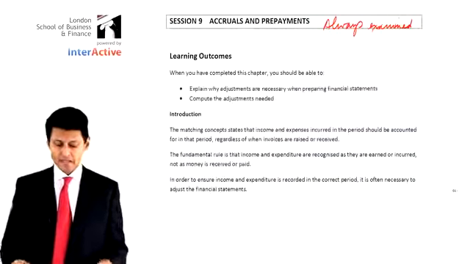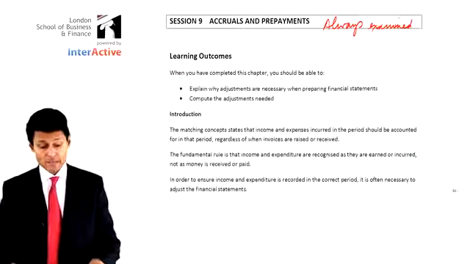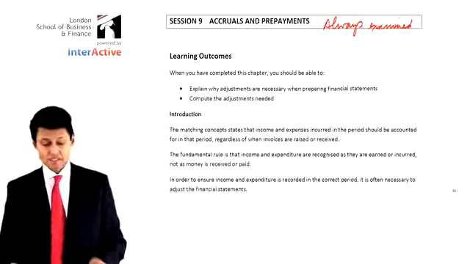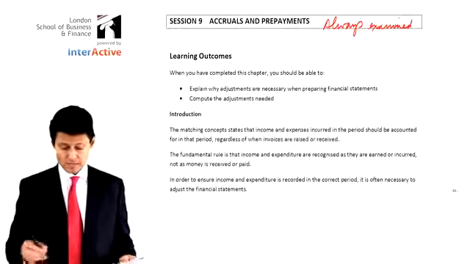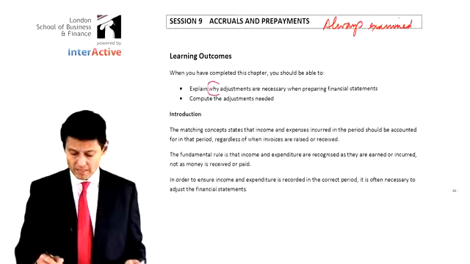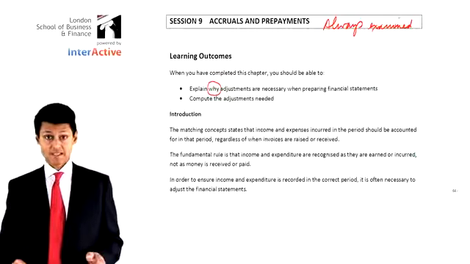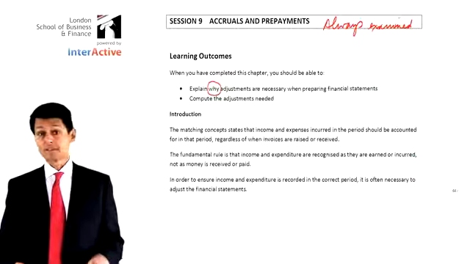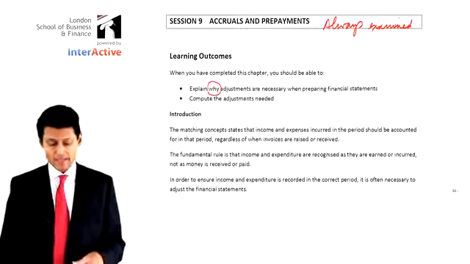So let's have a look at the learning outcomes. When we have completed this chapter, we should be able to explain why adjustments are necessary when preparing financial statements and compute the adjustments themselves. Why are they necessary? Quite simply, we're doing things on the accruals basis, as it's called, rather than the cash basis. Here we are, the introduction.